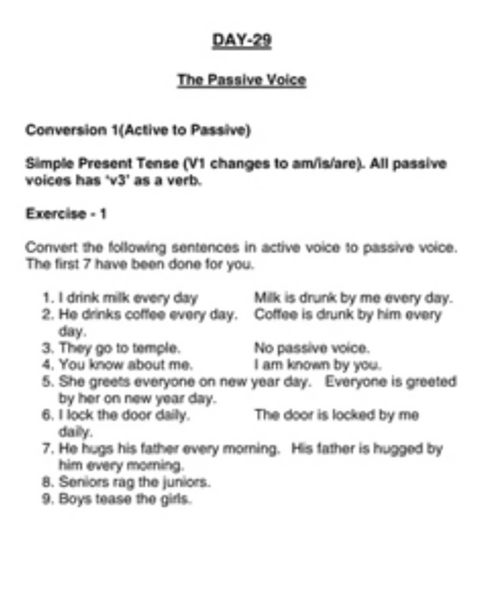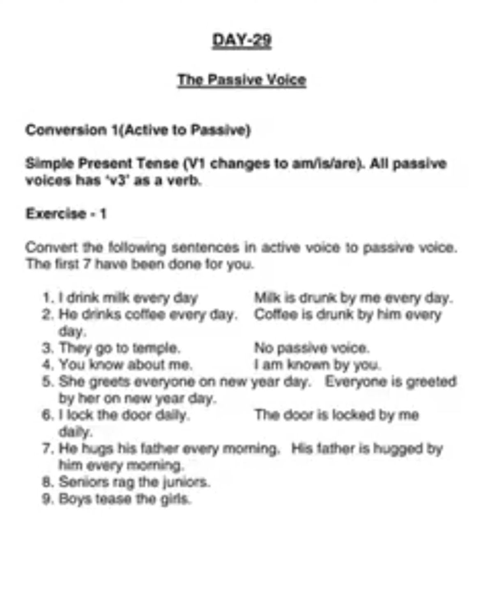He drinks coffee every day. Here V1 is drinks. This is a simple present tense. And then you have coffee as the object, which becomes a subject in the passive voice. Coffee is drunk by him every day. They go to temple. Now you can't say temple is gone. There's no passive voice here. All the sentences don't have passive voice.